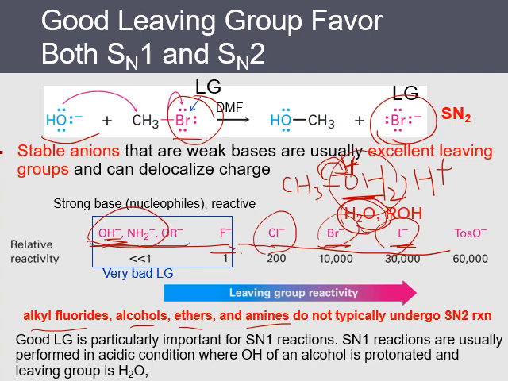A good leaving group is particularly important for SN1. It's important also for SN2, but more important for SN1, because in SN1 the first step is the carbon halide bond breaking, forming the leaving group that leaves. That's the first step, so it's more important.